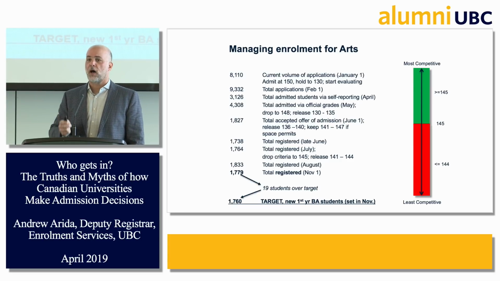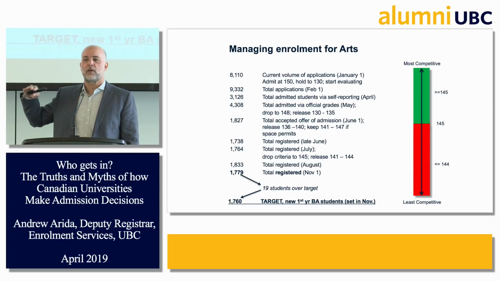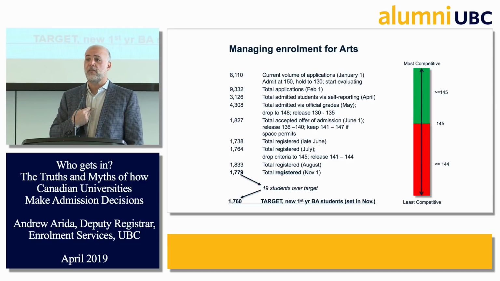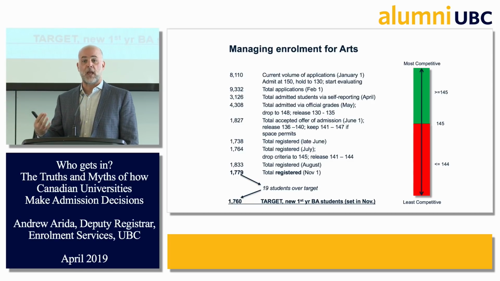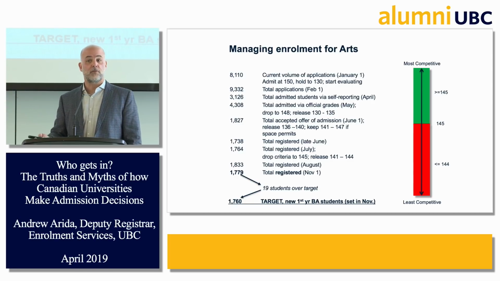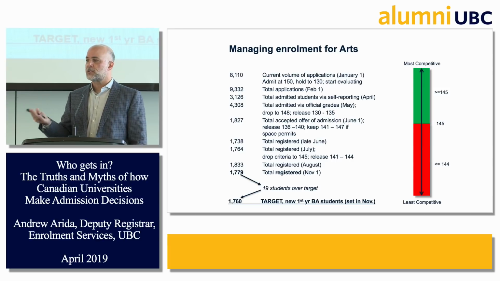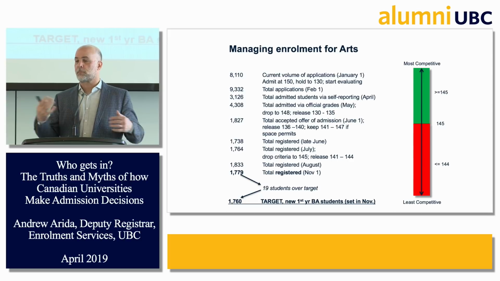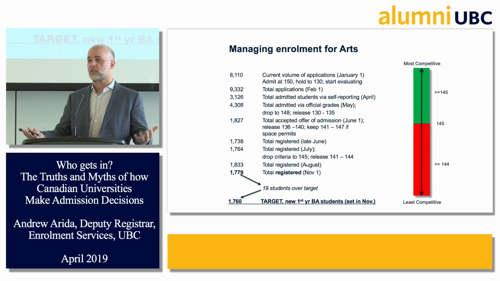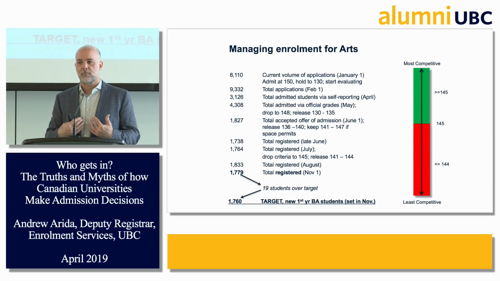Second of all, the cutoff was 145. We didn't determine that cutoff. It was determined by the students. If fewer people had applied, the cutoff would have gone down. If more people had applied, the cutoff would have been higher. If we had more spaces in first-year BA, there would have been a lower cutoff. If there were fewer, it would have been higher. So it's not about us saying this is what you need to get into UBC. It is supply and demand based on the students who apply.